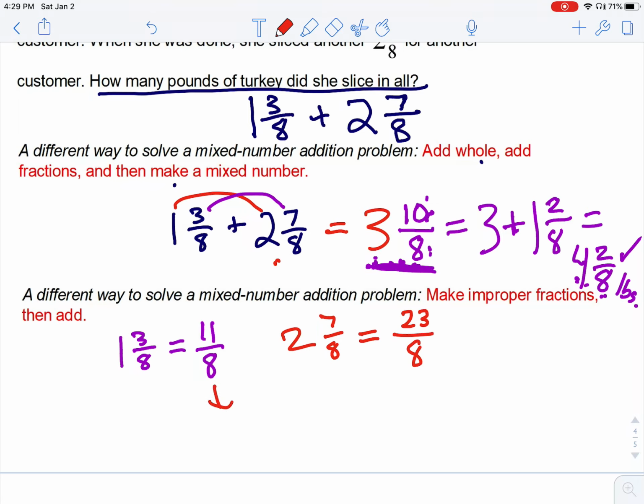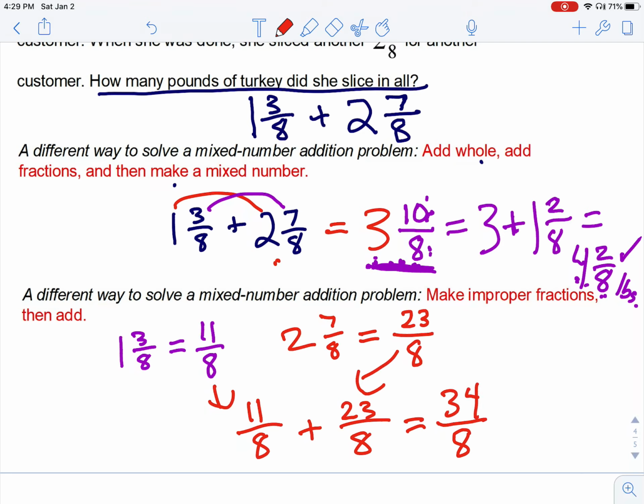And so then I'm just adding my improper fractions. 11/8 plus 23/8. So you can see you might have some really big numerators that you work with. It is going to be 34/8 pounds of turkey. And you actually are allowed to leave your answer as an improper fraction.